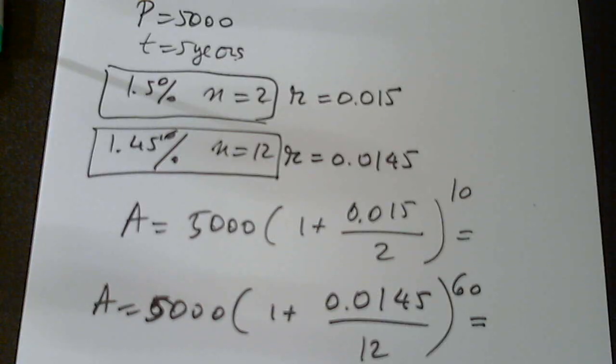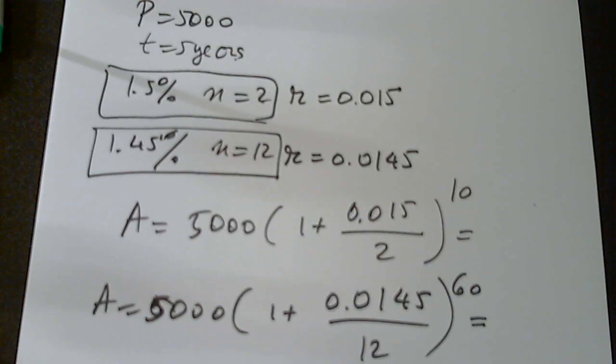So here I have no choice. I have to separate the two. I cannot put a function in for this situation. 5,000 times 1 plus 0.015 divided by 2, and everything to the power 10. And the other one is 5,000, and in parentheses, 1 plus 0.0145 divided by 12 this time. Close the parenthesis, and power, and this time it is 60.